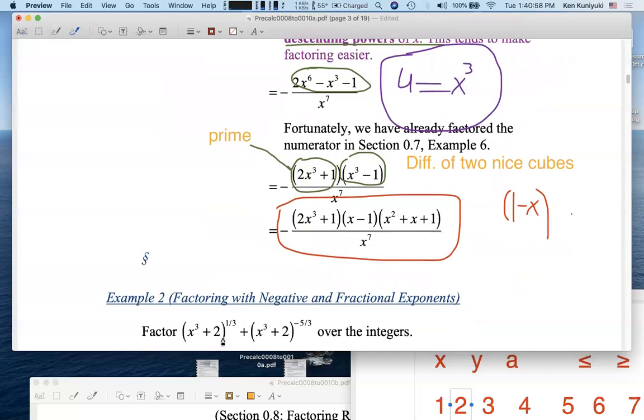Next up, how do we deal with fractional and potentially negative fractional exponents? Next time.